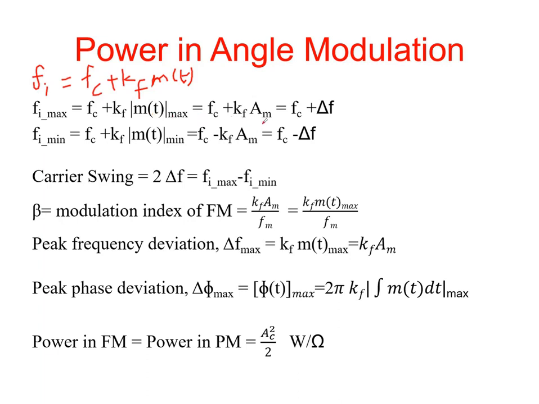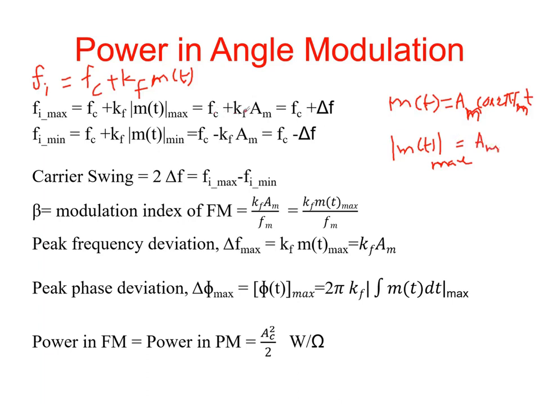And for a single tone signal, where you are considering your message signal as Am cos 2 pi fm t, obviously you know the maximum value of this message. The maximum value is Am, which is m of t max, with suffix m.